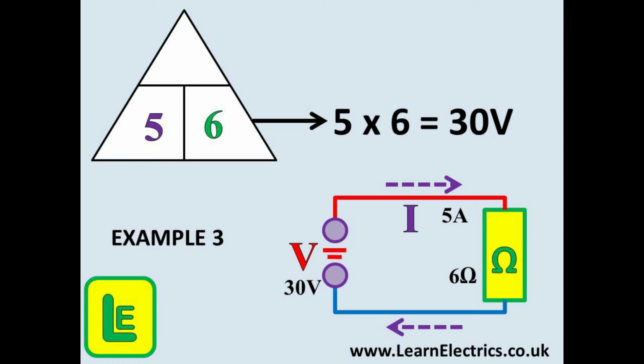If we move these two numbers out of the triangle, we see that they are on the same line, the same level. We cannot divide them. They are not one above the other. They are next to each other. The opposite of divide is to multiply, and this is what we do. In multiplication, the numbers are written next to each other. So 5 times 6 will give us 30. If the current is 5 amps and the resistance is 6 ohms, then the voltage must be 30 volts.